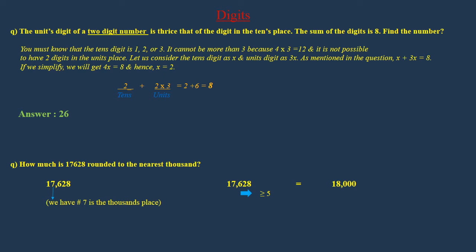Now let us consider the tens digit as x and units digit as 3x. As mentioned in the question, x plus 3x is equal to 8. If we simplify, we will get 4x is equal to 8, and hence x will be equal to 2. Our answer will be 26. Kindly note that the two digits number can be 13, 26 or 39. But since it is explicitly mentioned in the question that the sum of the two digits is 8, hence our answer will be 26.